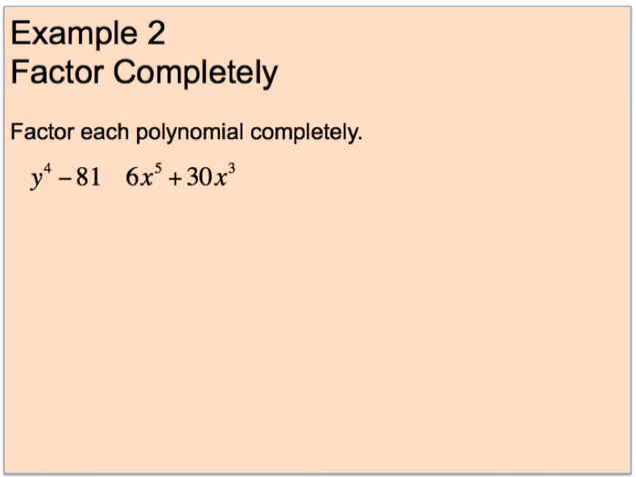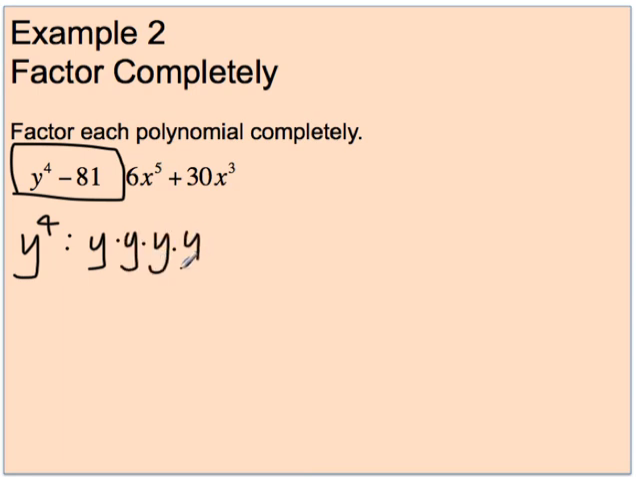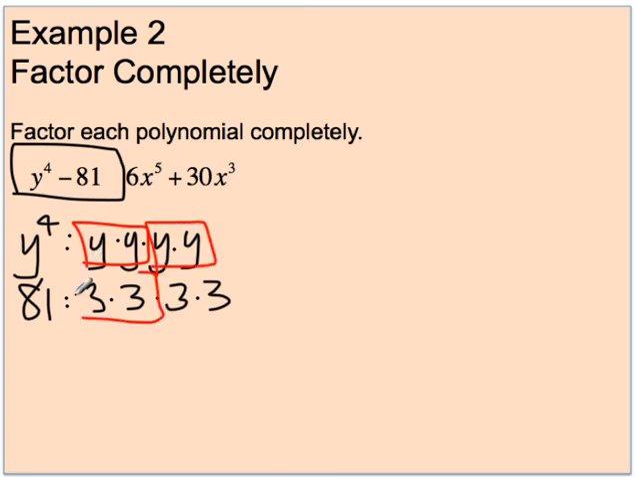Our second slide here has 2 questions. So let's start with y to the 4th minus 81. Y to the 4th can be written as y times y times y times y. And 81 can be written as 3 times 27, which is 3 times 9, which is 3 times 3. And here again we can see we have pairs. So we have 2 pairs of y's for y to the 4th and 2 pairs of 3's for the 81. So this is certainly a difference of 2 squares.